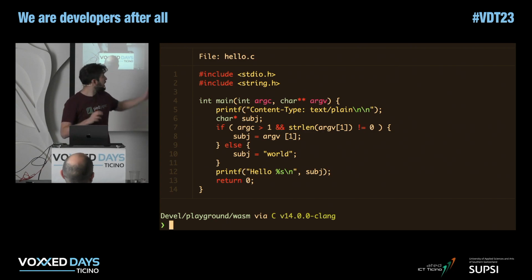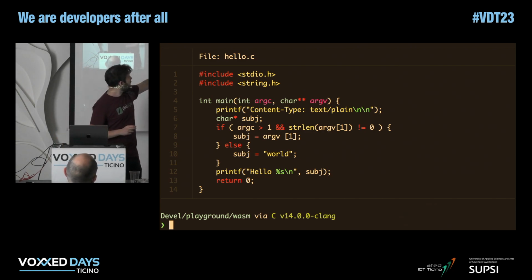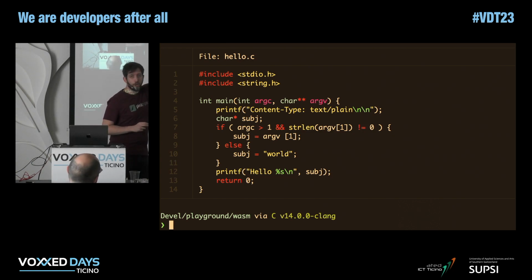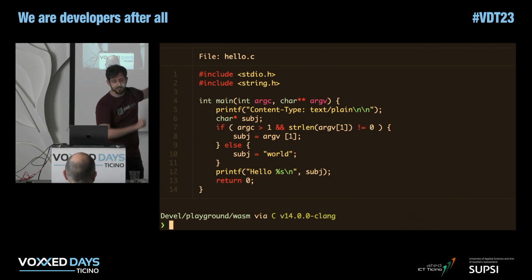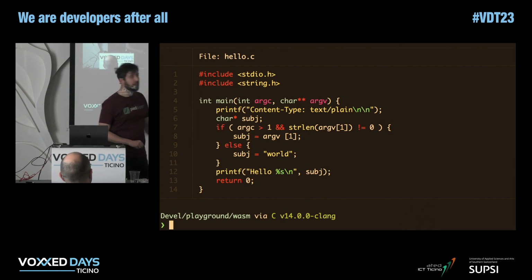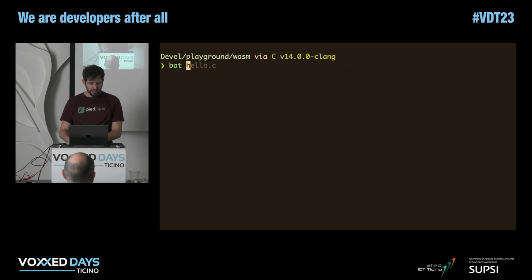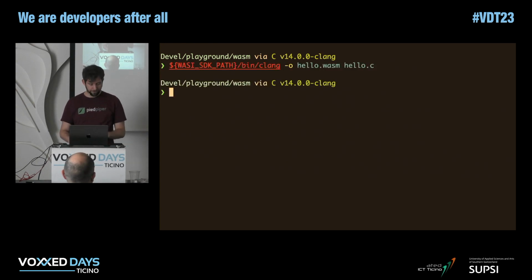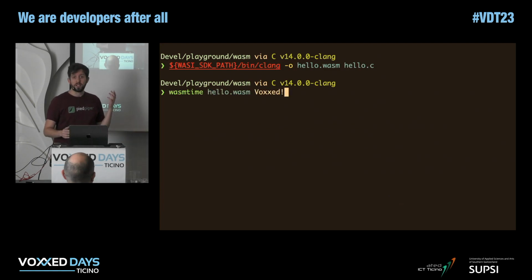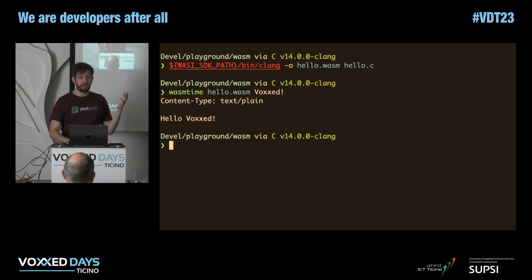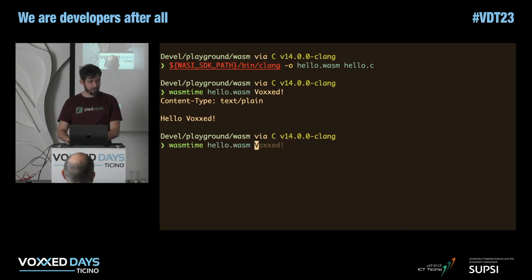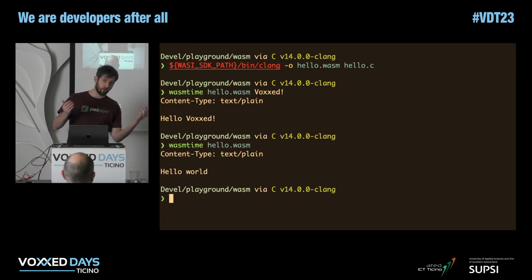As you can see, it takes an argument, and if there's at least an argument, it will say hello using that argument in the message. Otherwise, it will say world. So I can compile that to WebAssembly, and then I can run it through Wasm. So if I pass Voxed, it will say hello Voxed. Otherwise, it will say hello world.